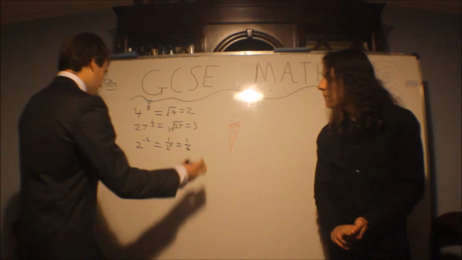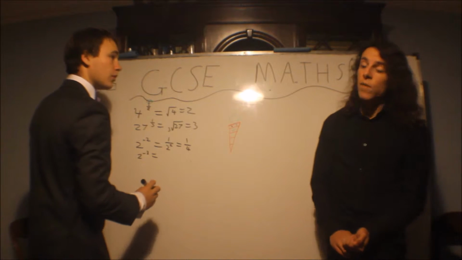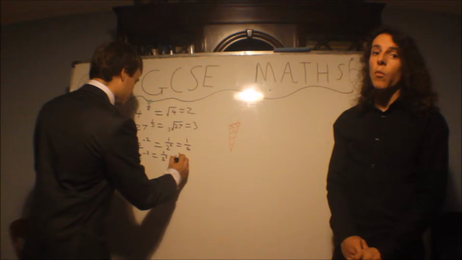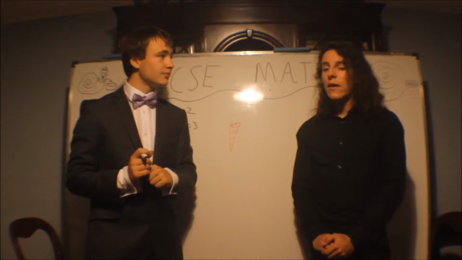I'll give you another example. 2 to the minus 3, just to show a different number. You do the same thing, becomes 1 over 2 cubed, which is just 1 over 8. So next on the agenda, I think we have 0, Wayne.